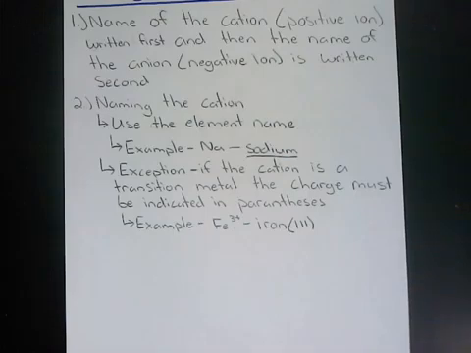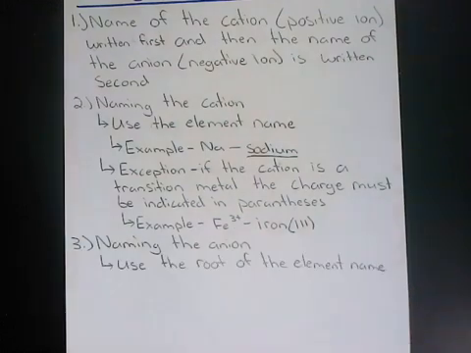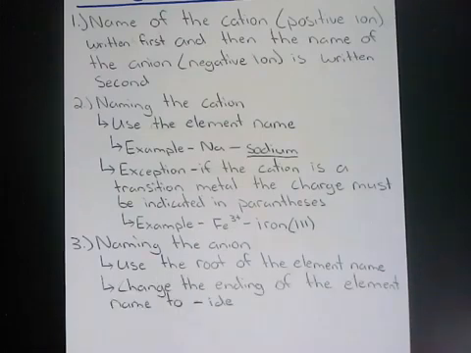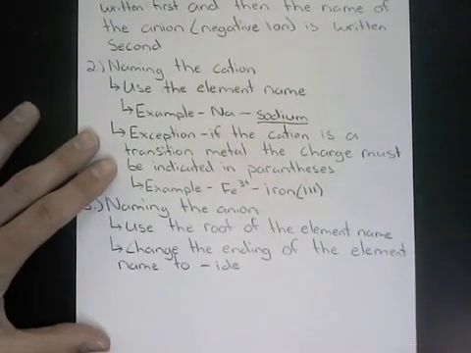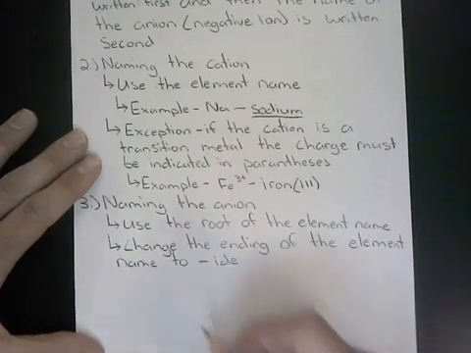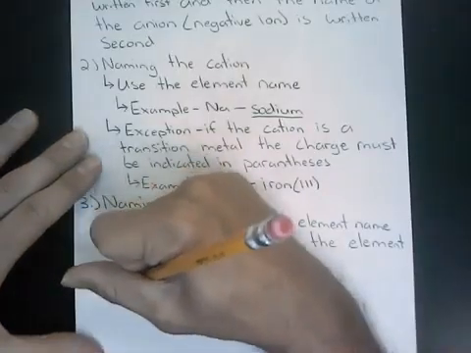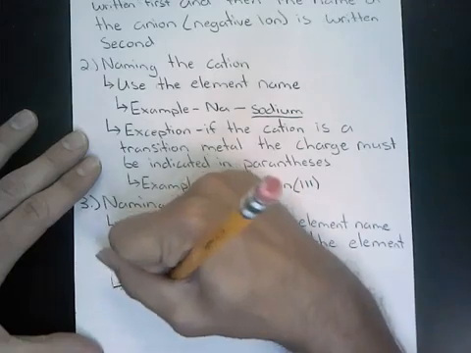Now we get to naming the anion. The first thing with the anion is you're going to use the root of the element name. And then you have to chop off the ending and make it an -ide ending instead of the original element name. So let's go through an example here with naming an anion, and let's use the element Cl.